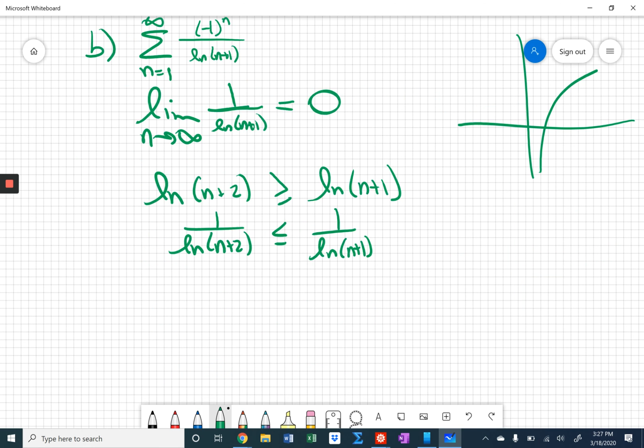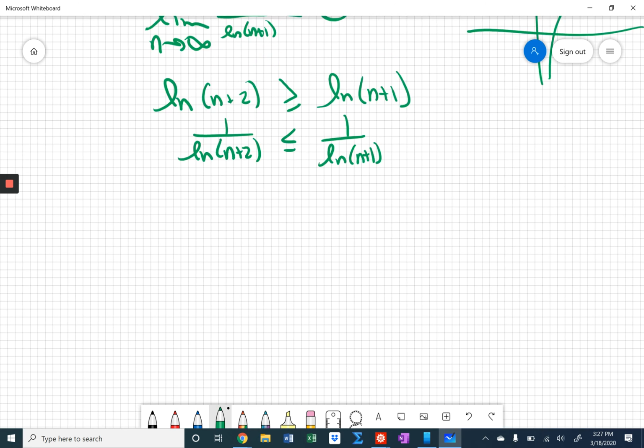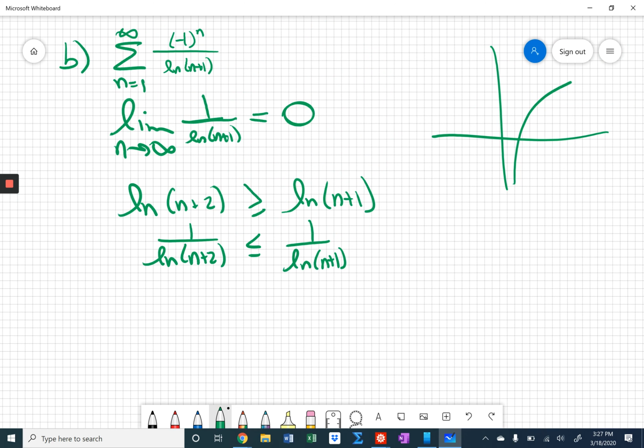I'm trying to get my computer screen to move, and there it jumps on me because it's acting a little silly.